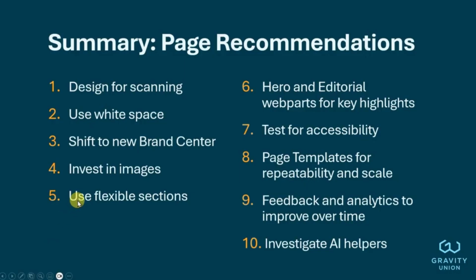And then some really specific points on pages are to use flexible sections, explore that, as well as the hero and editorial web parts. And then there is an accessibility checker, as I showed. Use that to quickly test pages, and build out page templates so that, again for scale, you have consistency across your employee portal. Use feedback and analytics to improve over time, and use Amplify to promote things so that you get more visibility for your content. And then investigate some of those AI suggestions. I think those can really help manage larger employee portals and help maintain them.